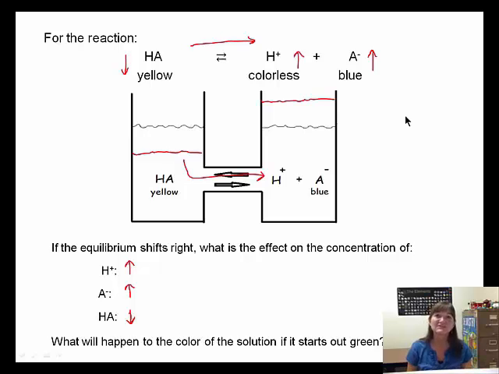So when you're shifting an equation at equilibrium, you're not ever going to go 100% to one side. Okay? So the colors are going to become more of one color and less of the other depending upon which way you shift.